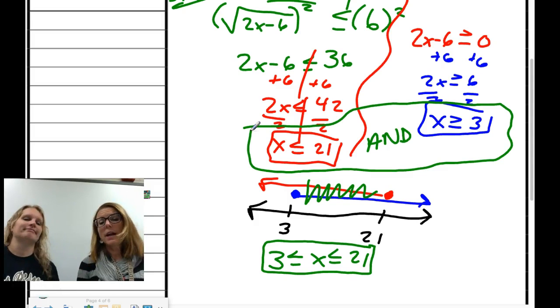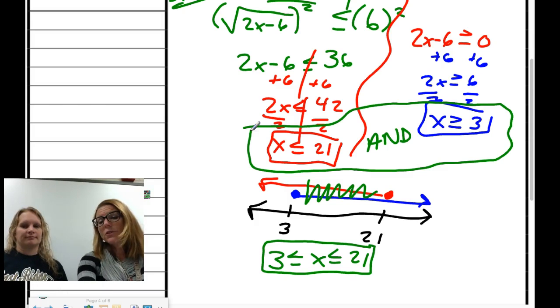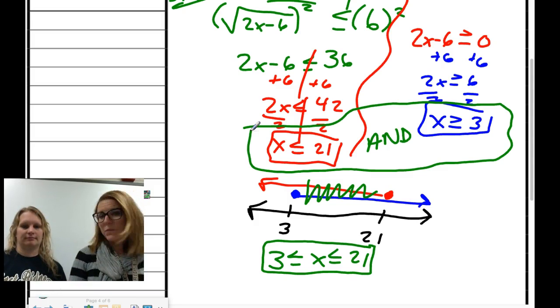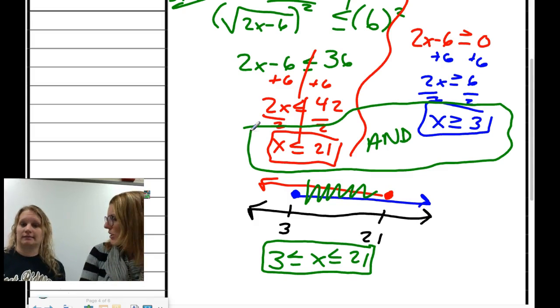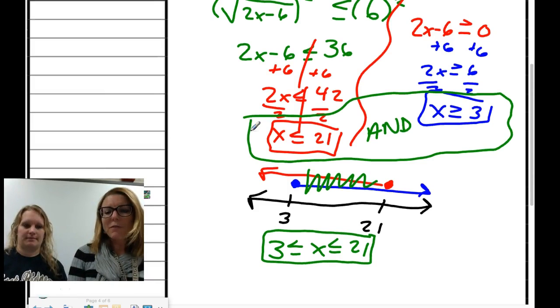But be very careful when you're graphing, because notice the 3 is on the left, the 21's on the right. Students, you know what they want to do? They want to go right there and put a closed circle on the 3 and go to the left. So be sure what you're graphing is the number you're supposed to be graphing.